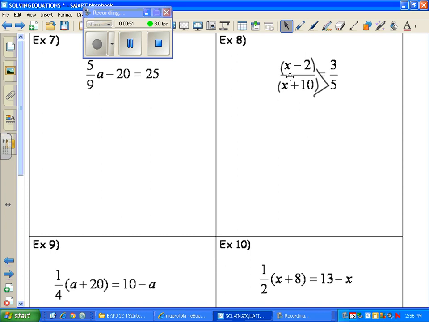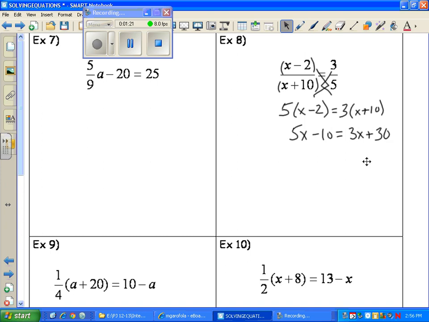The key is to remember that these two expressions, x minus 2 and x plus 10, are what we call binomial expressions. That means there's two terms. So when we multiply them by some other number, we have to distribute. So x minus 2 is going to be multiplied by 5, and x plus 10 will be multiplied by 3. When we distribute those values, we get 5x minus 10 is equal to 3x plus 30.